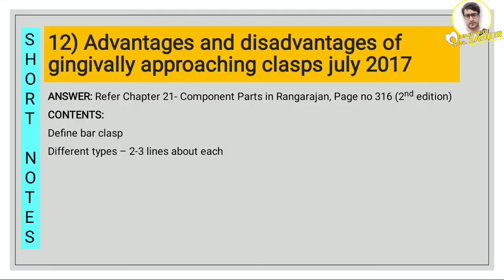Then advantages and disadvantages of gingival approaching clasp. For this refer chapter 21, component parts, page number 316. First define what is bar clasp and then write the different types of bar clasp, that is T clasp, modified T, Y clasp and I clasp, and write in detail about each.